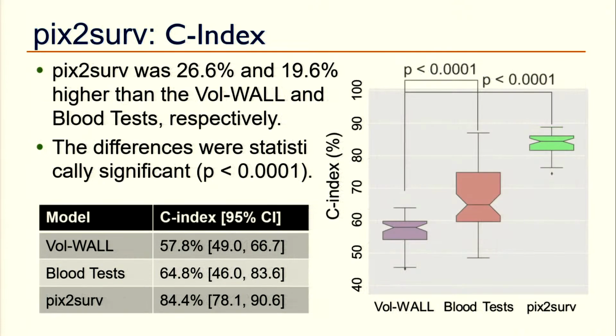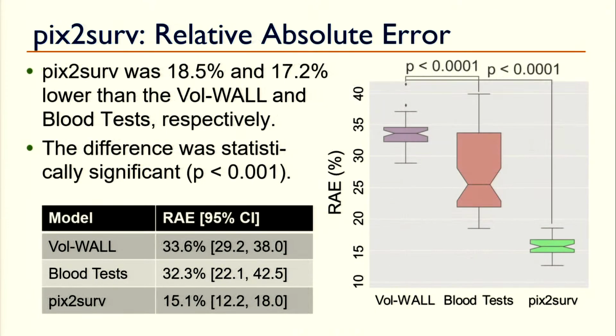Also, the GAN-radiomics or PIX2-SERV model showed a high C-index value of 84.4%. The C-index value of PIX2-SERV was over 19% higher than those of the volume wall and the blood tests, and these differences were statistically significant. This is the result for the relative absolute error with PIX2-SERV. We can see that PIX2-SERV had a statistically significantly lower relative absolute error than the other predictors.